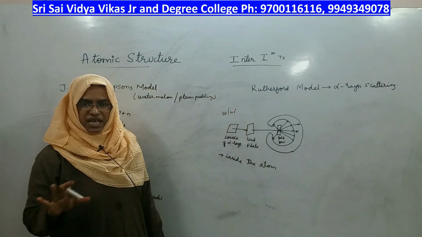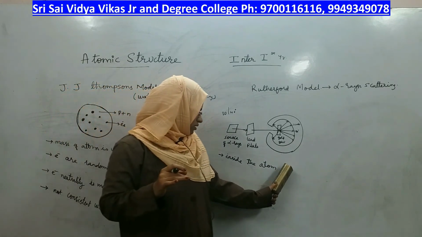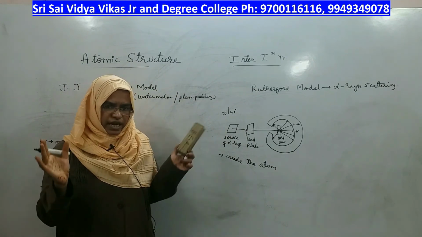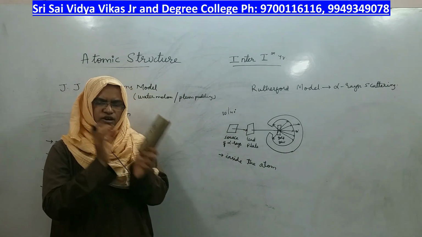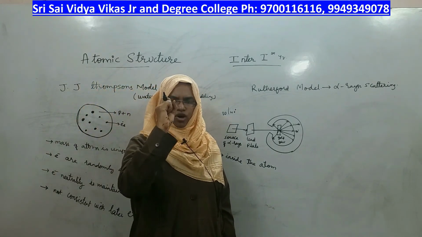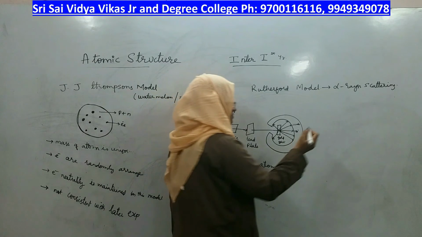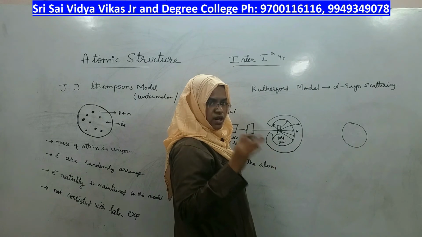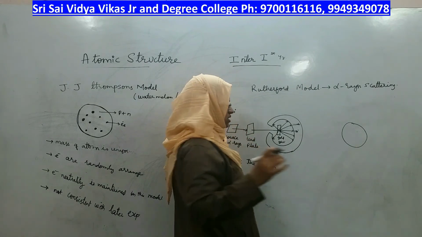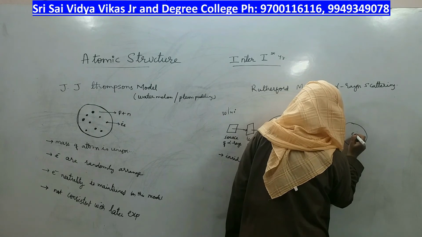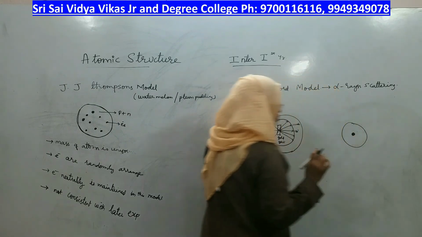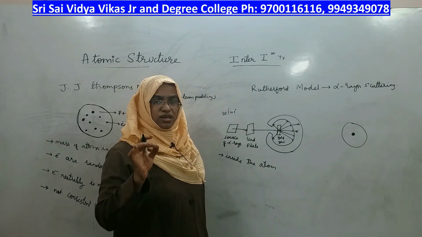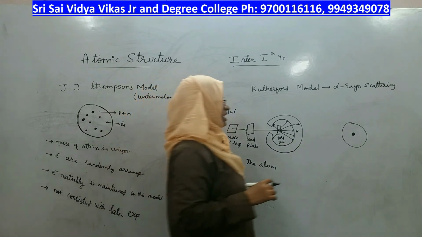most of the space is empty, and all the positive matter of the atom is constricted or condensed in the form of a small dot which is present in the circle. All the atom's weight, or the mass of the atom, is condensed in the form of a small dot which is present in the center of the atom, and that positive matter or mass of the atom is called the nucleus.